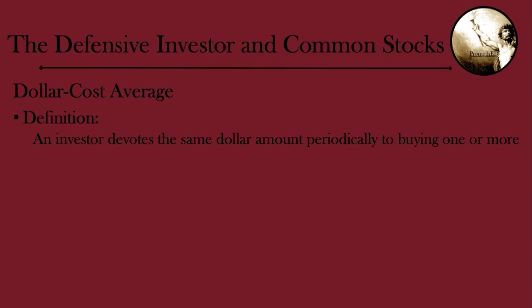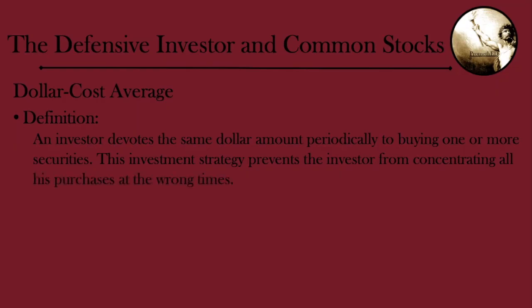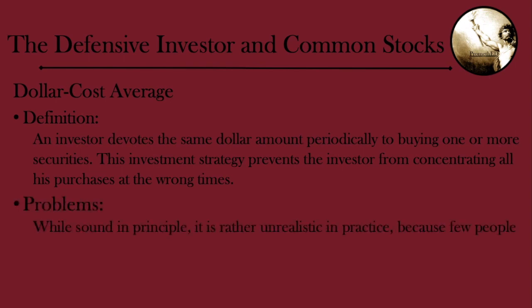amount periodically to buying one or more securities, such as stocks. This investment strategy prevents the investor from concentrating all his purchases at the wrong times. Benjamin Graham admits that this kind of strategy is sound in principle, but is rather unrealistic in practice because few people are so situated that they can invest the same dollar amount periodically for a very long time. This means that even though this strategy has been proved successful, few people have actually applied this strategy consistently for a long period of time.